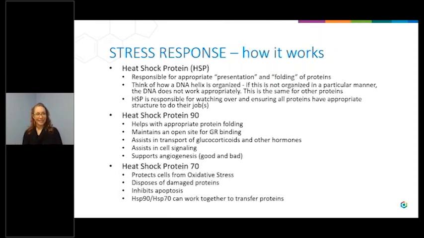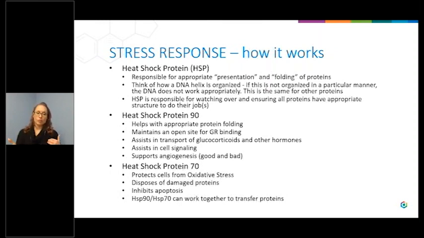Heat shock protein 90 specifically helps with appropriate protein folding. It maintains an open site for the glucocorticoid receptor binding. It assists in transport of glucocorticoids, cortisol, and other hormones. It can assist in cell signaling, and it supports angiogenesis. Angiogenesis is blood vessel development, so that can work to the betterment or not of certain cells.